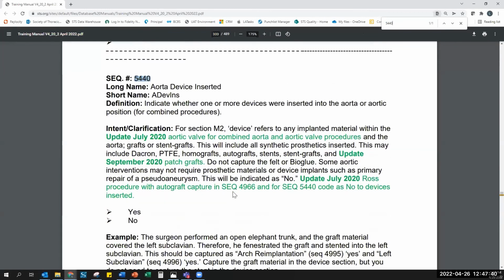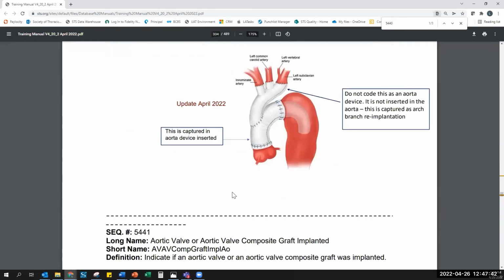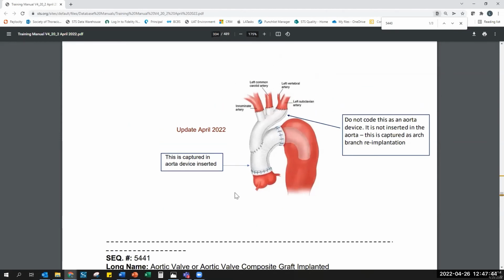Keep going a little bit down further. It's a nice little picture. Right here, you can see, down here starting just right above the root, you've got your graft going into your aorta. This is a device that's captured in aorta devices.